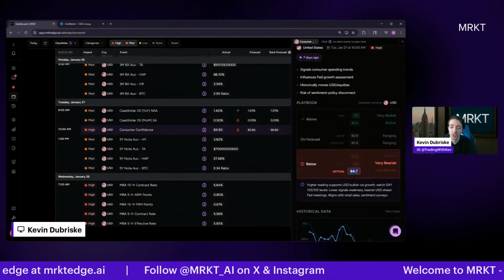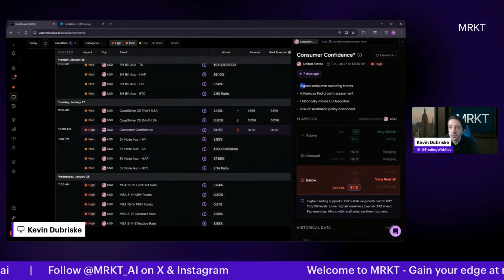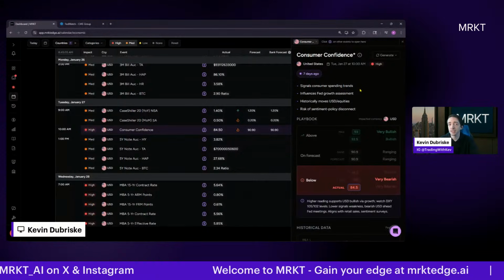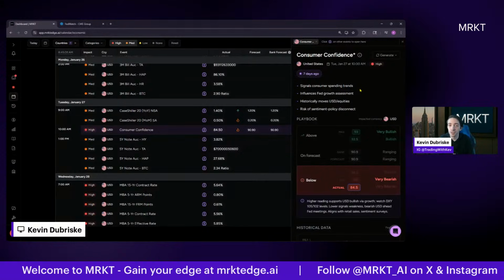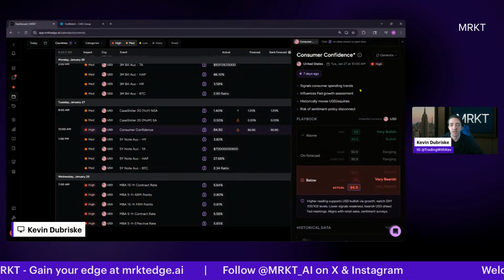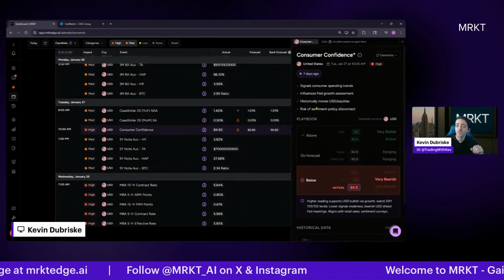Bearish reaction on the USD. This signals consumer spending trends. So this is the everyday people, everyday Americans. How much confidence do they have in the market, in the economy? Well, it came in at 8.450, guys.